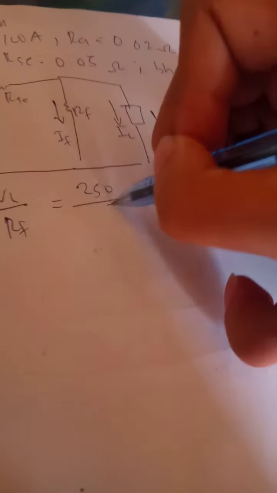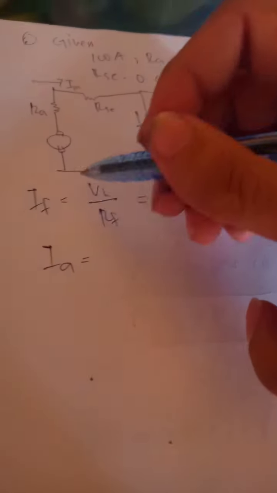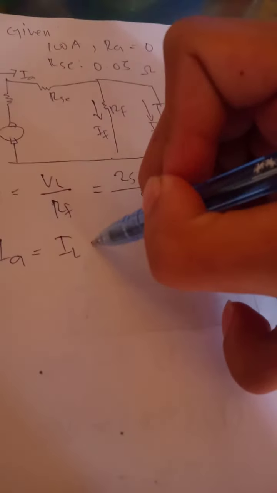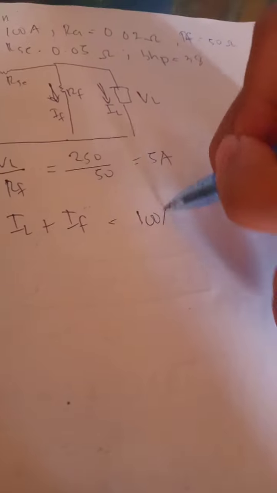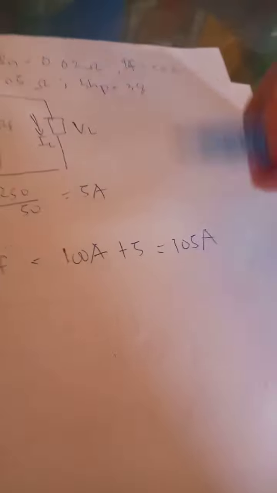Now let's find IF. IF is equal to VL over RF, and that's equal to 250 over 50. We have 5 amps. Now IA is equal to IL plus IF, and that's 100 amperes plus 5. We should have 105 amperes.